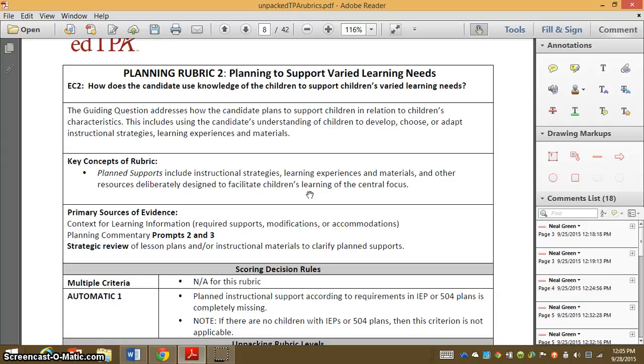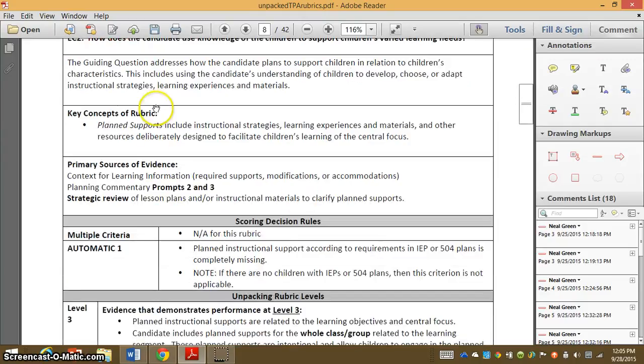So everything you put in primary sources of evidence is where I would start to look, as we discussed. This is where you prove that you did this, and the scorer is going to look in these sections to see if you have what they're asking for. The primary sources are the context for learning: does it include the required supports, modifications, or accommodations? The planning commentary for prompts 2 and 3, and a strategic review of the lesson plans to clarify plan supports.